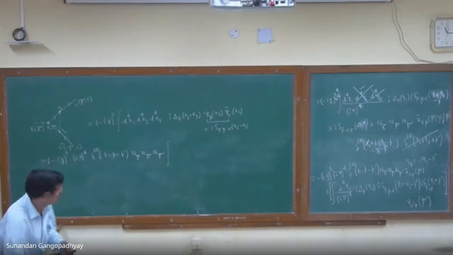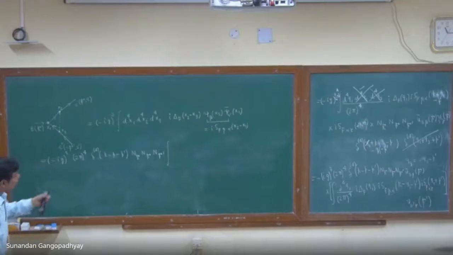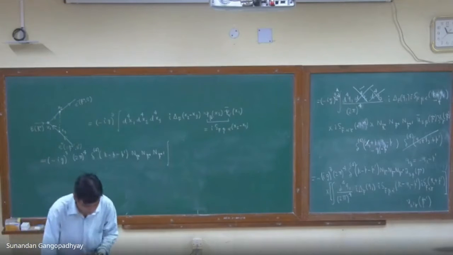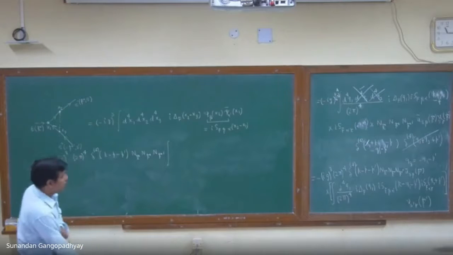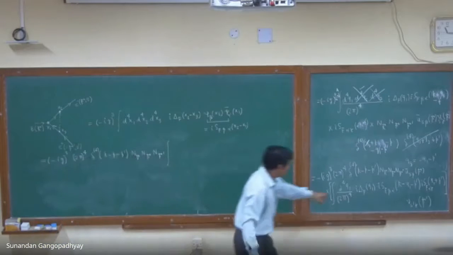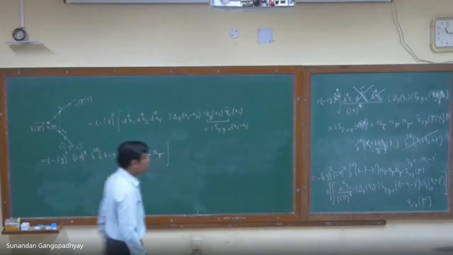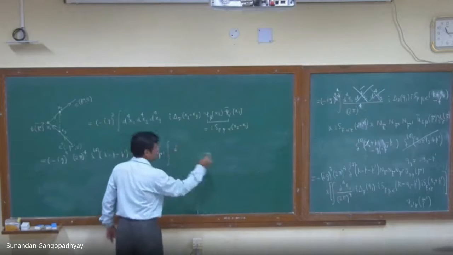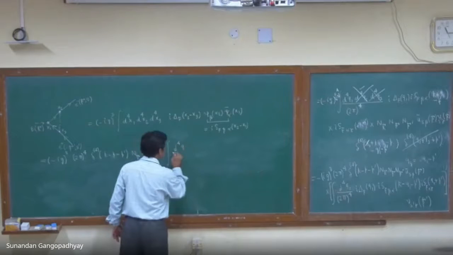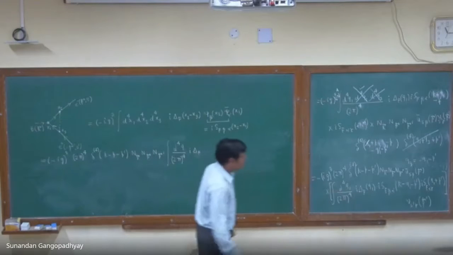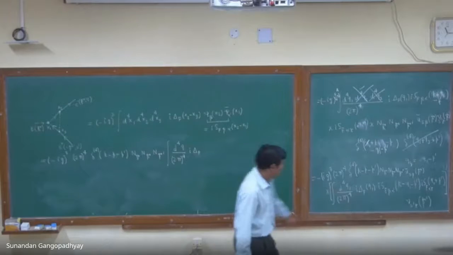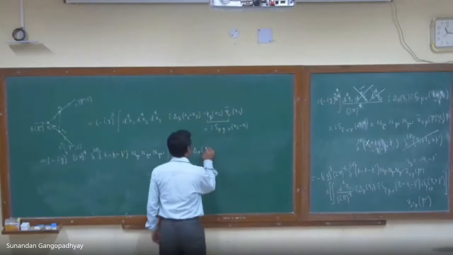I will write it. We'll put this here. Now what I shall do is, since this is a dummy variable, I shall just call that q. I shall replace q1 by q. This becomes d4 q by 2 pi whole to the power 4. Then I have I delta f q1, so this becomes q.